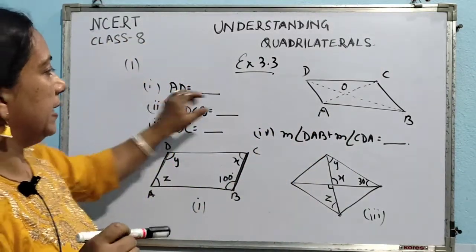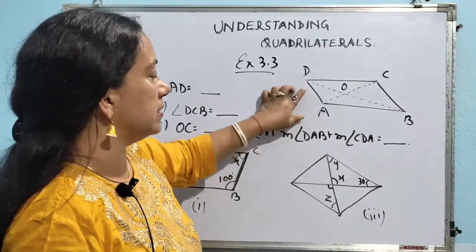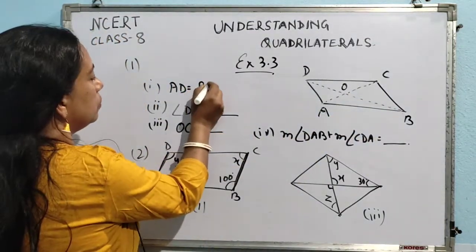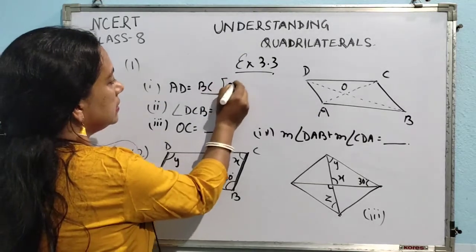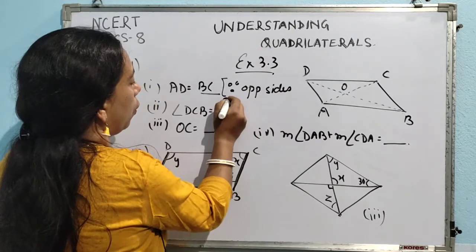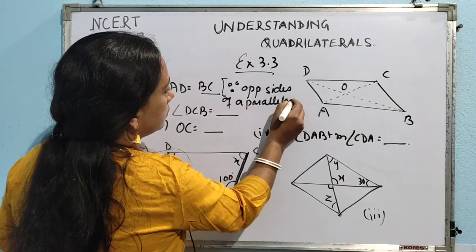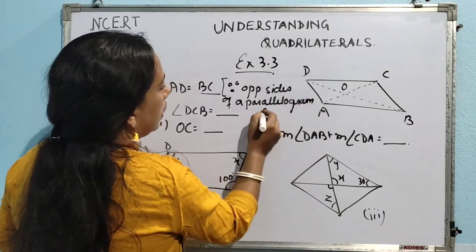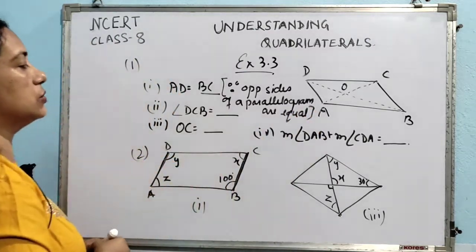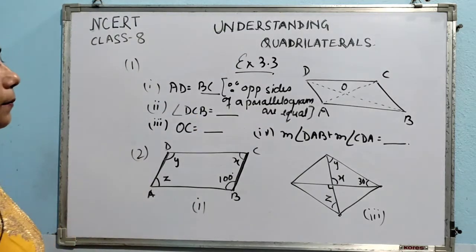Now see AD equal to dash. AD is one of the sides. The opposite side to AD is BC. So AD will be equal to BC. What is the reason? Since opposite sides of a parallelogram are equal. So this is the reason why these two are equal, because AD and BC are the opposite sides of a parallelogram.